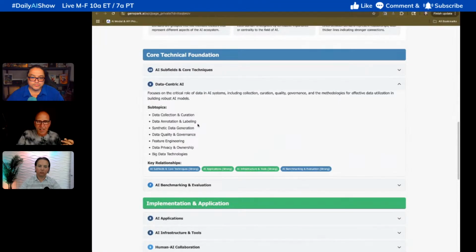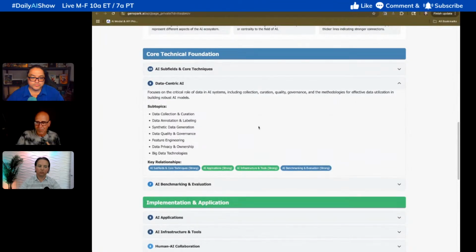Data annotation and labeling. This is in order to provide knowledge graph capability within this. So labeling them and assigning that this data is about this subject is one of the things that the people who are focused on data-centric AI really think about. And increasingly, because we've hoovered up everything that we can from the internet, synthetic data generation is an important one. And then data quality and governance, feature engineering, data privacy and ownership, and big data technologies.